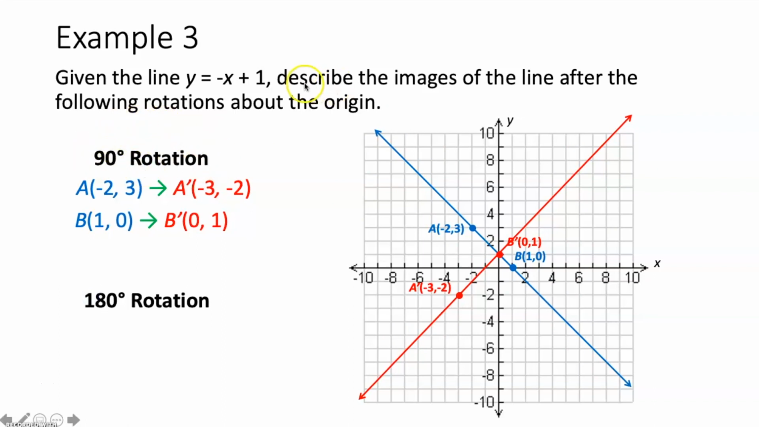Now the question does say describe the images. So what do we see between these 2 images? What do we know about these 2 given lines right here? Well, it looks like they're meeting at a 90 degree angle, right? So these lines would technically be perpendicular to one another.